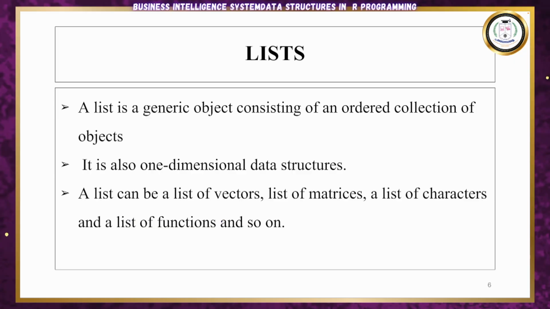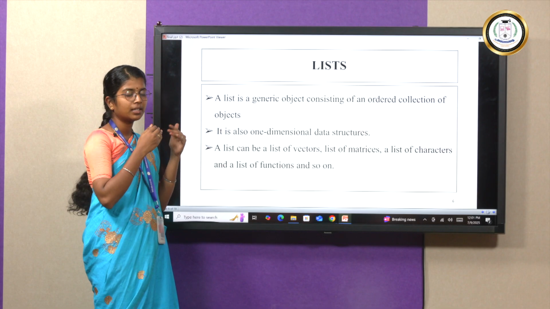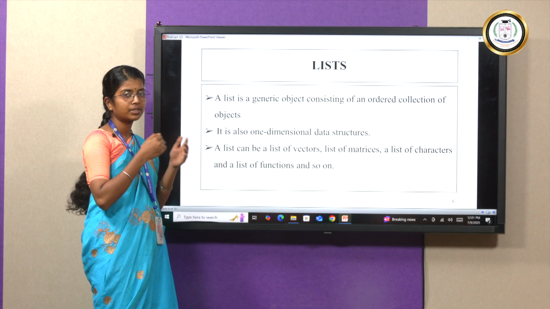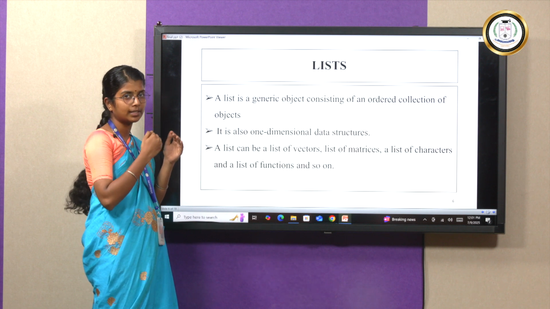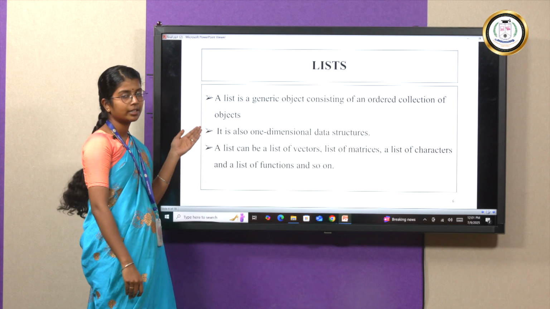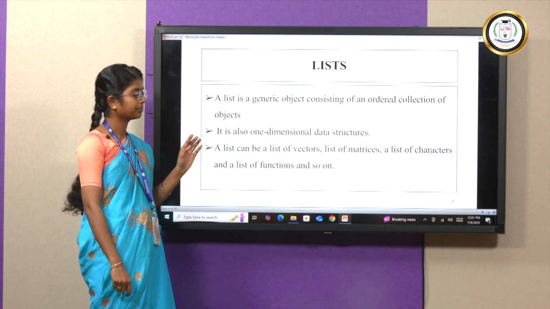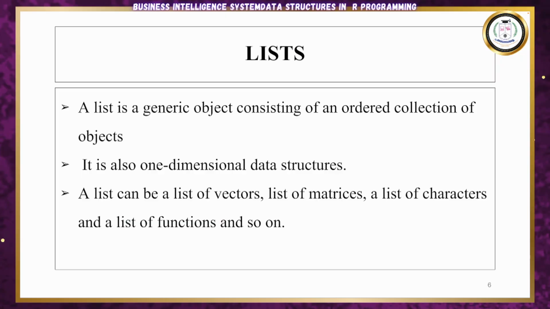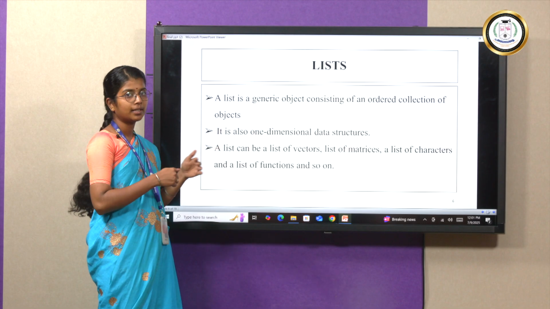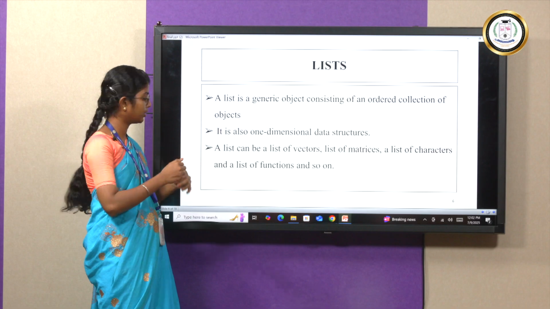So your second data type is list. A list is an ordered collection of elements. So I can have any data type, I mean integers, strings, all the data types in a list. It will be created by using the list function, and it's also a one-dimensional data structure. A list can be a list of vectors, matrices, characters, and a list of functions. So together in the list, we can have all the elements which we have.